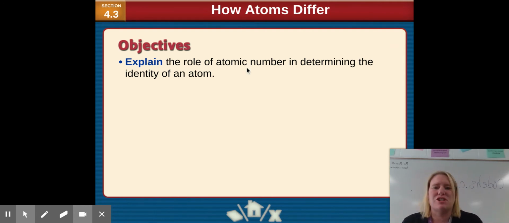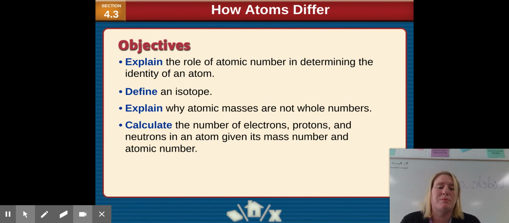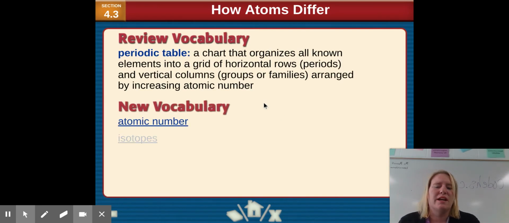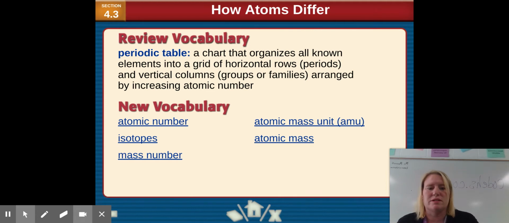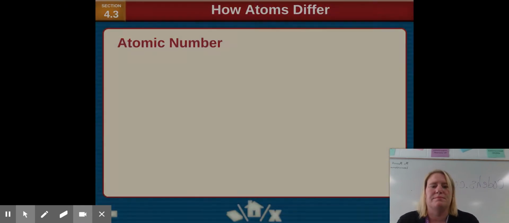Today's goals for this section are to explain the role of the atomic number in determining the identity of an atom, to define an isotope, explain why atomic masses are not whole numbers, and calculate the number of protons, electrons, and neutrons in an atom given its mass number and its atomic number. We'll have some vocabulary that will be review and also some new vocabulary, of course. And then the main idea is the number of protons and the mass number define the type of atom.